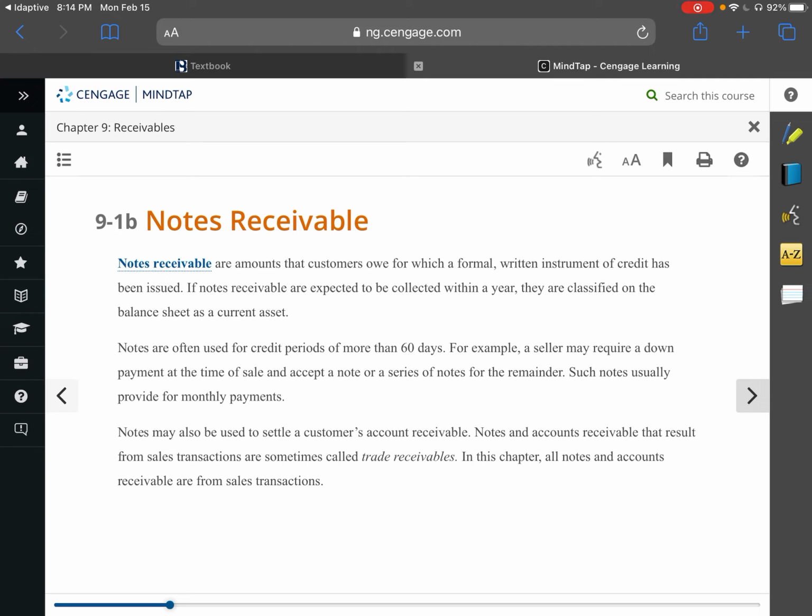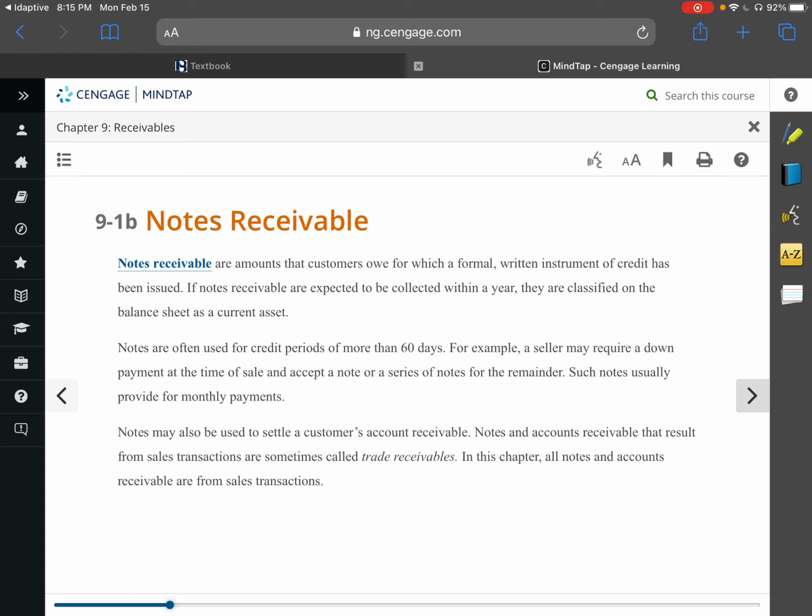So if notes receivable are expected to be collected within a year, they're classified on the balance sheet as a current asset. All right, so it says notes are often used for credit periods of more than 60 days. So remember, accounts receivable cover 30 to 60 days. If it extends past 60 days, normally a business wants to receive some interest for extending that time out.